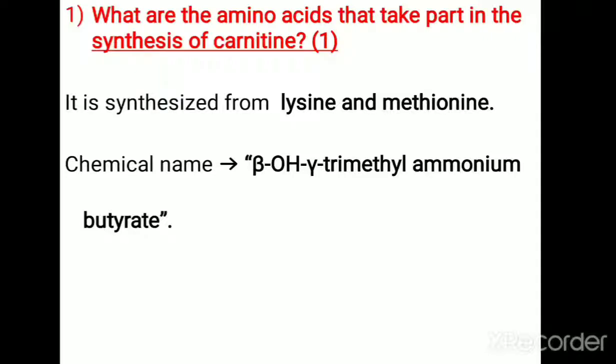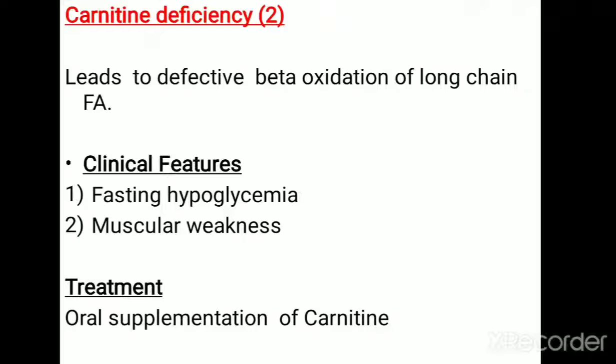What is the amino acid composition of carnitine? So carnitine is a protein molecule, so it is made of amino acids. The amino acid compositions are lysine and methionine, and the synthesis of carnitine takes place within the liver cell. And the second thing is, we should know the chemical name of this carnitine. The chemical name of carnitine is beta hydroxy gamma trimethyl ammonium butyrate. That is also an important thing, the chemical name and the amino acid composition. The amino acid compositions are methionine and lysine, and the chemical name is beta hydroxy gamma trimethyl ammonium butyrate.